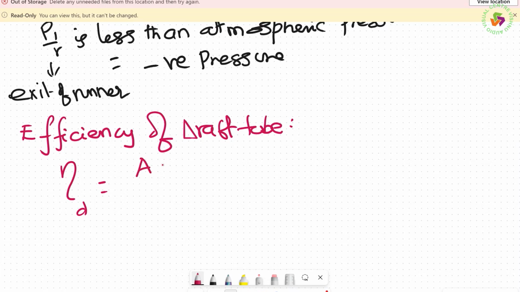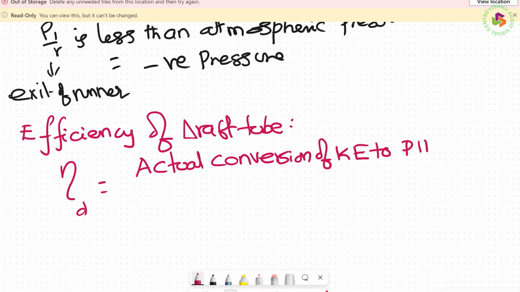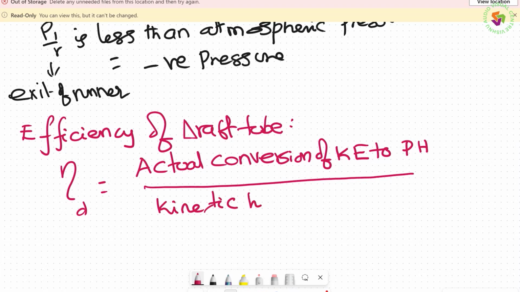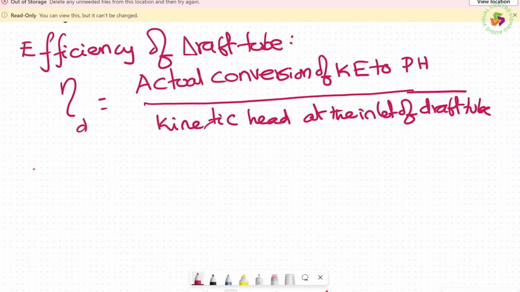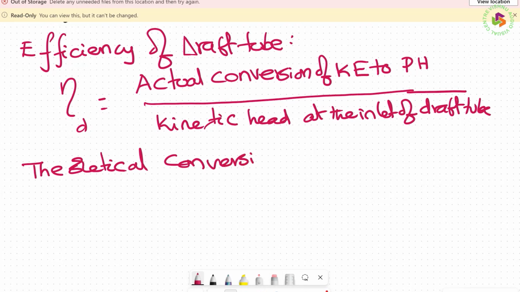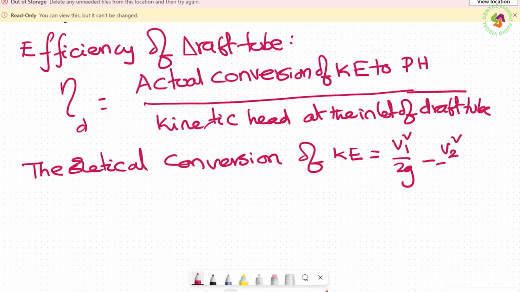We will write it: actual conversion, because what will the draft tube do? Actual conversion of kinetic energy to pressure head, divided by the kinetic head at the inlet of the draft tube. So what is the theoretical conversion? Theoretical conversion of kinetic energy is equal to V1 squared by 2g minus V2 squared by 2g.